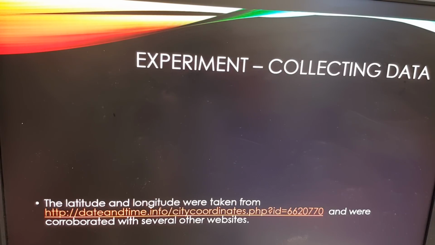So first of all, we needed, of course, the city names, which I'll show you. Then I needed latitude and longitude, which I took from this website. And then I corroborated the latitude and longitude with several other websites just to make sure I had correct data.